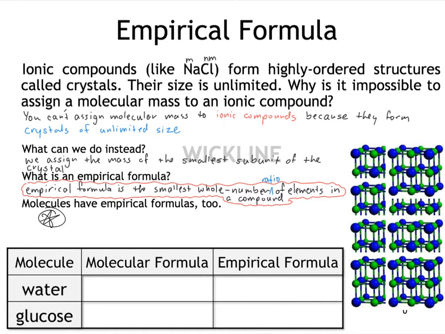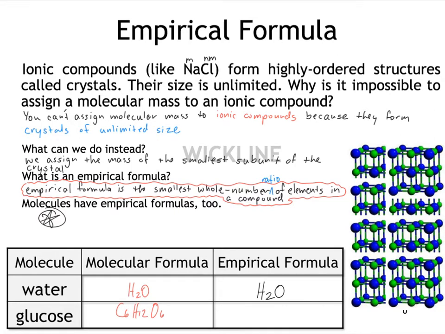So the molecular formula for water is H2O, and the molecular formula for glucose, you might remember from living environment, is C6H12O6. The empirical formula for water would be the smallest whole number ratio of the elements in the compound. Right now, the ratio is 2 to 1, and you can't actually reduce that any further, so the empirical formula remains H2O.